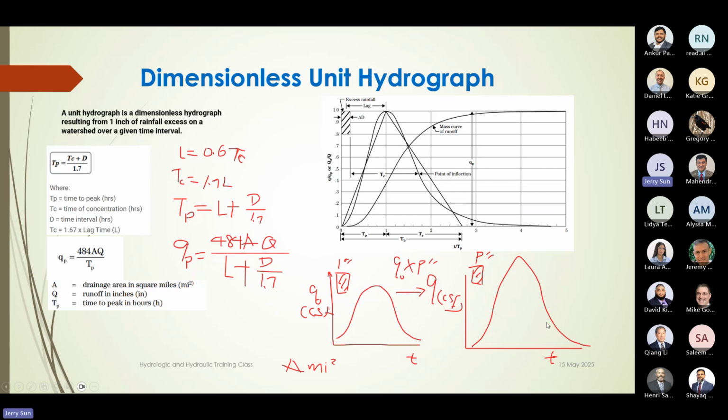This is the simple thinking of how it was developed. After that they tried to simplify it. That's why they developed the dimensionless unit hydrograph. So each Q is divided by the peak flow, this is the peak flow, right? Then the time is divided by TP. What's TP? TP is the time to peak. Then the unit hydrograph comes out.